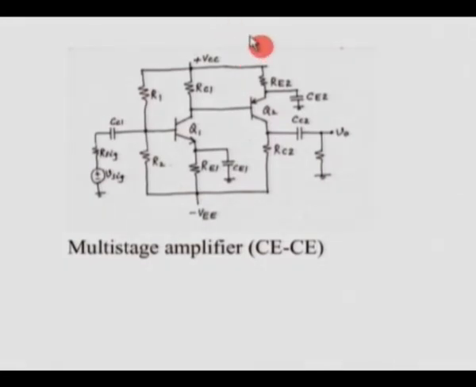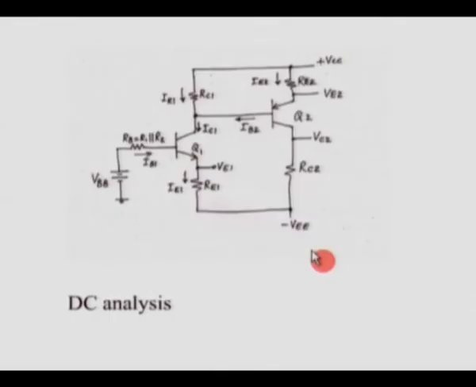However, before we do the AC analysis, we need to get the biasing currents correctly. Now this particular circuit is a bit tricky. Let us see how we would analyze a circuit like this.